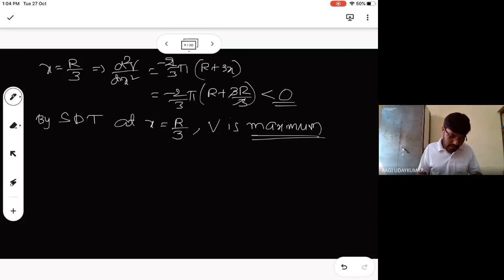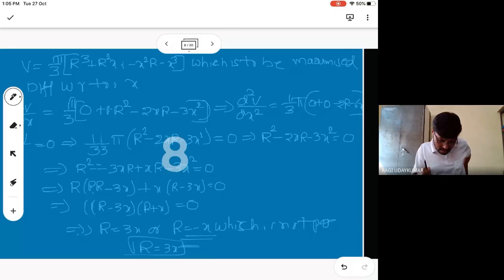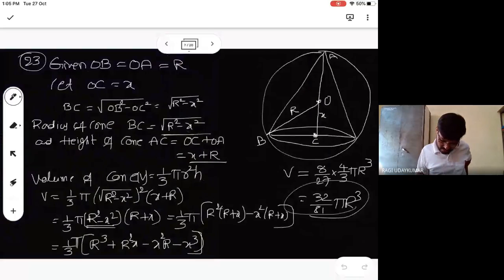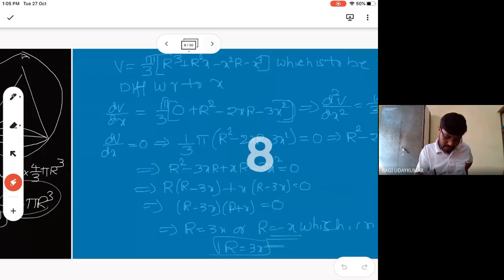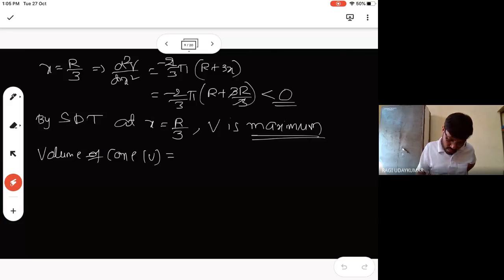What is it asking you to find? At x equal to r by 3, substitute in the value. The volume of the cone V is equal to what they have taken, 1 by 3 pi, this you take into consideration. Substitute x in this; otherwise you can substitute in the other form too, but x appears in 3 places there, so better here, in 2 places. So in this you substitute 1 by 3 pi capital R square minus x square into r plus x.